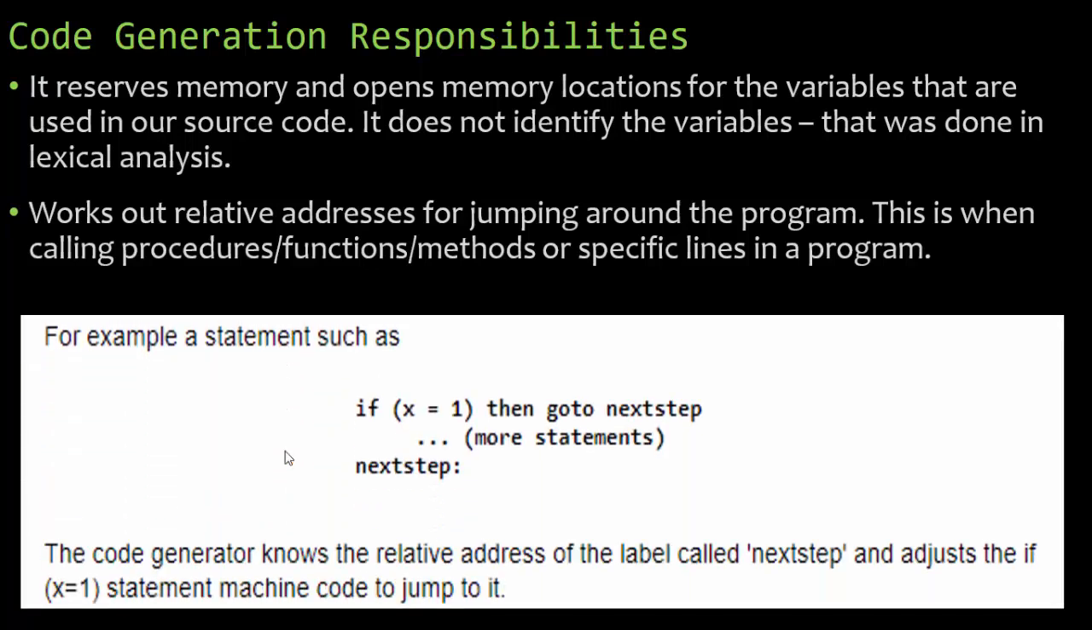Let's take a look at this example. So if x equals 1, then go to next step. So it jumps down here to this label, next step. And there could be lots of lines of code in between this, but the code generator knows the relative address of the label called next step and adjusts the if x equals 1 statement machine code, which will jump to it. So that's part of the code generation responsibilities. It reserves memory and opens memory locations, and then it works out relative addresses.